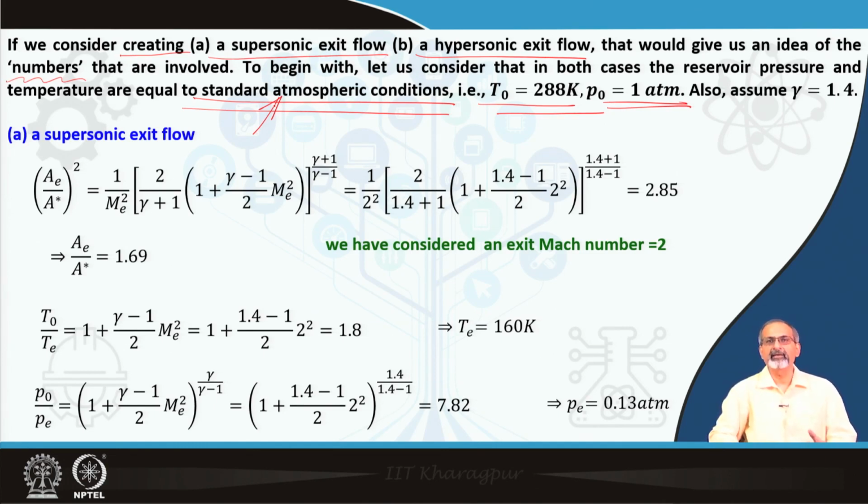On the other hand, if you are storing the gas in the reservoir at much elevated pressures or temperatures, then you may leave the gas to be expanded with atmospheric pressure in the downstream or at the exit end. So, that too would be discussed later, but to begin with, we are talking about a supersonic exit flow where the stagnation or reservoir conditions are as defined here.